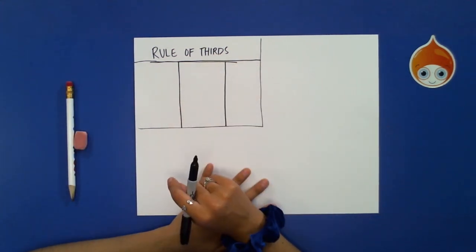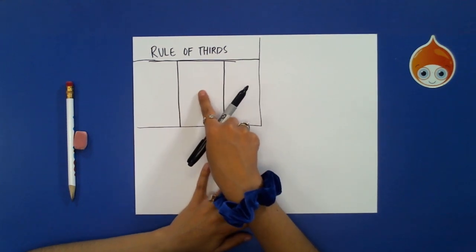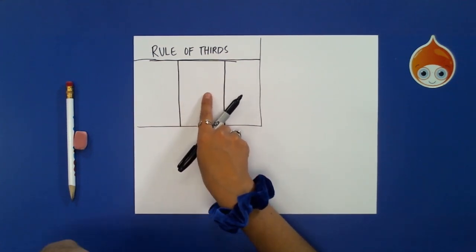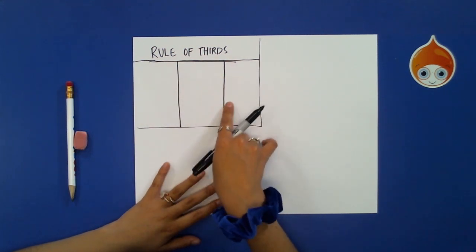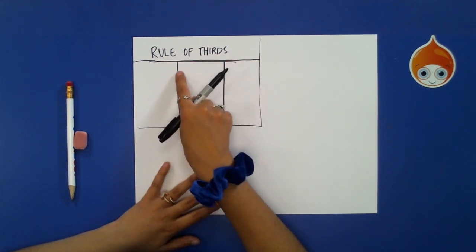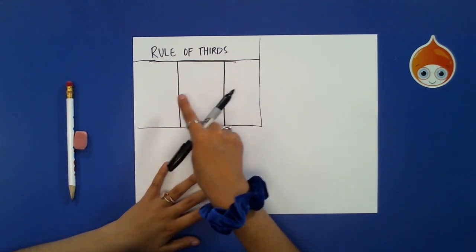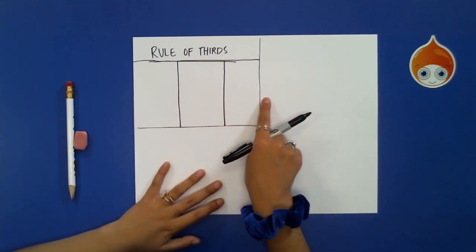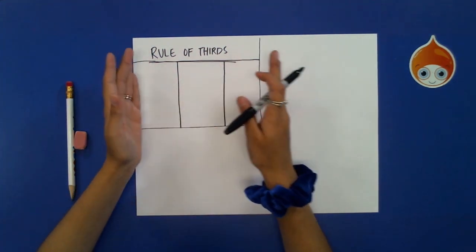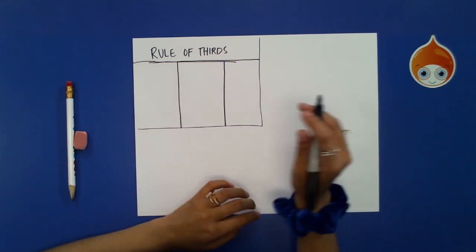However, the rule of thirds kind of breaks that rule. Instead of placing your subject or your object in the center, you would place it along the left or the right side of your artwork. Now, usually you want to place it along this left line or this right line. You don't always want to place it all the way to the left or all the way to the right. Depending on how large your paper is, that might end up needing to happen.